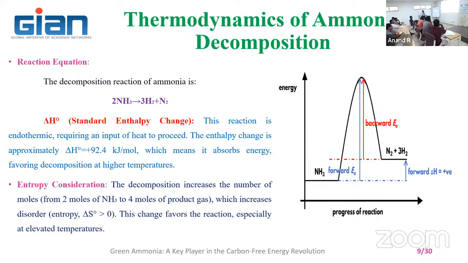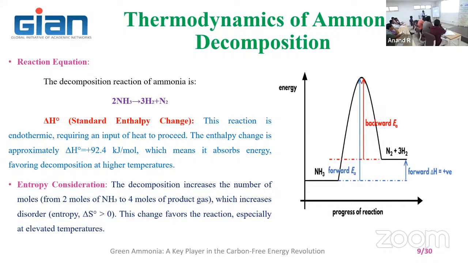Then if you want to convert hydrogen again to ammonia, it's called the reverse reaction. There also you need some amount of energy to recombine it. So for the enthalpy of formation, the enthalpy change is approximately 92.4. You need to provide this much energy to break the ammonia. The decomposition reaction increases the number of moles from 2 moles. Here we are using 2 moles of ammonia converted to 3 moles. Okay, so that is a very important thing.